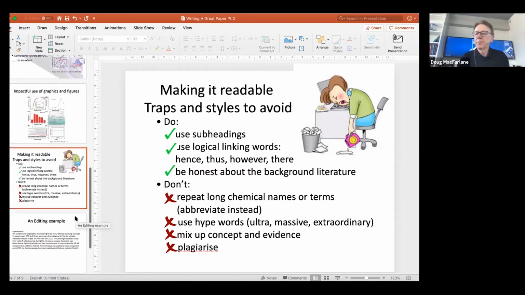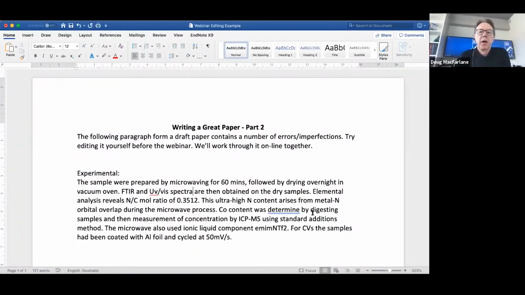Okay, last thing is to look through this editing example. And what I'm going to do, so I can do the editing on screen, is break out here. Hang on, just bear with me. I'll stop sharing, and I will instead go to this. Hang on. So I'm going to go to the Word version of this, and we'll do this. I think we should be able to do this together online, right?